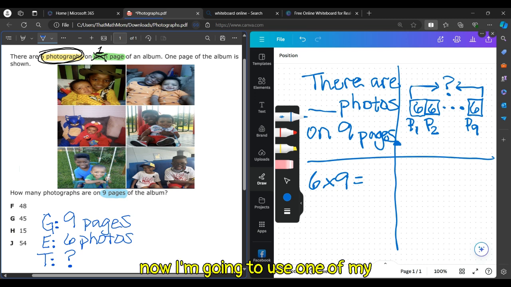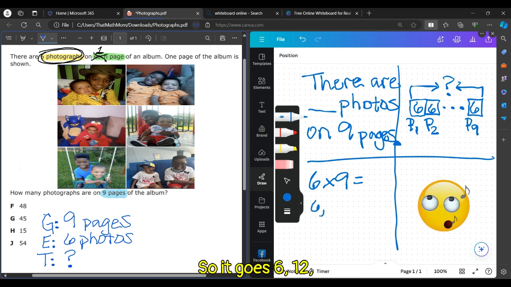Okay? Now, I'm going to use one of my skip counting songs to help us solve this in a fast way. Those videos will be coming up soon, but follow along with me. So I'm going to count by 6s 9 times. This particular song goes to the tune of London Bridge is Falling Down.